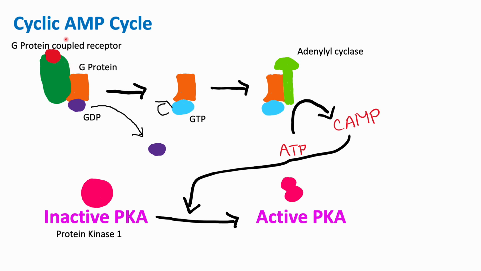So once again, the signal binds to the G protein coupled receptor. GDP is lost, GTP is gained, the G protein becomes activated and is released. This complex then binds to adenylate cyclase, and adenylate cyclase is able to catalyze the reaction from ATP to cyclic AMP. Cyclic AMP is then able to catalyze the reaction of inactive protein kinase 1 to active protein kinase 1. And active protein kinase 1 can go on to phosphorylate further molecules and cause the effect the signal wanted to create.